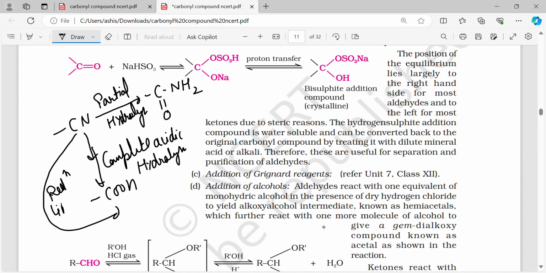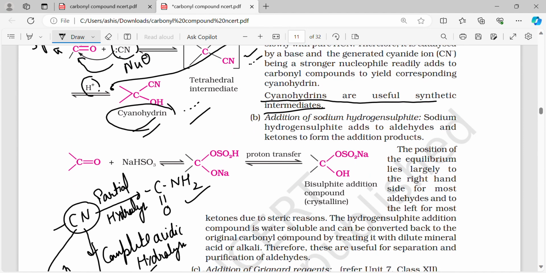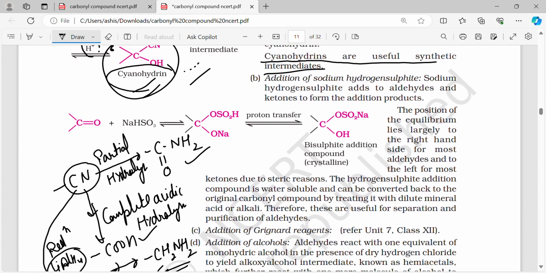Similarly, we can convert cyanide into amine also if we do the reduction of cyanide using LiAlH4 or any other reducing agent. Then cyanide gets converted into amine, meaning we will get CH2NH2. So we can say cyanide can convert into amide as well as carboxylic acid COOH as well as amine. That's why this cyanohydrin is a very good intermediate.